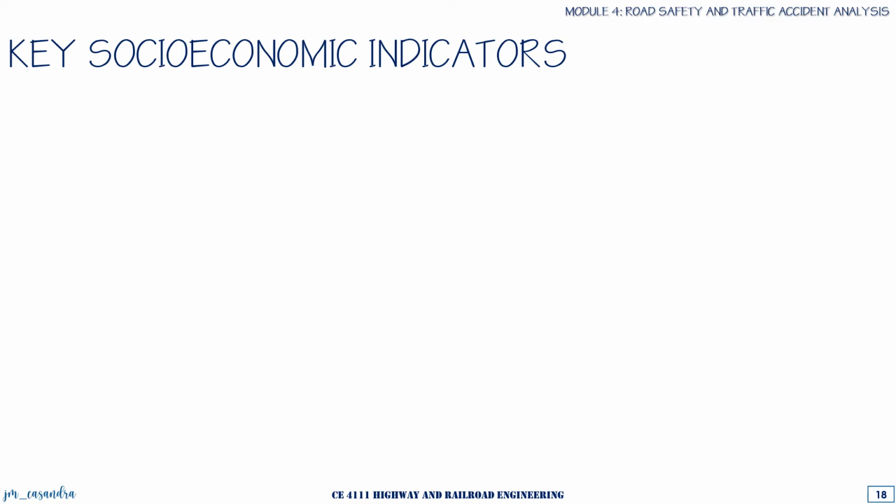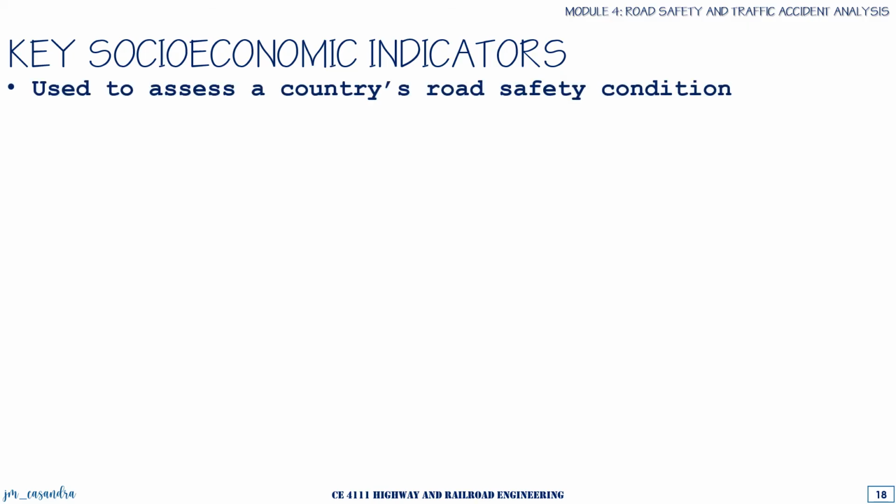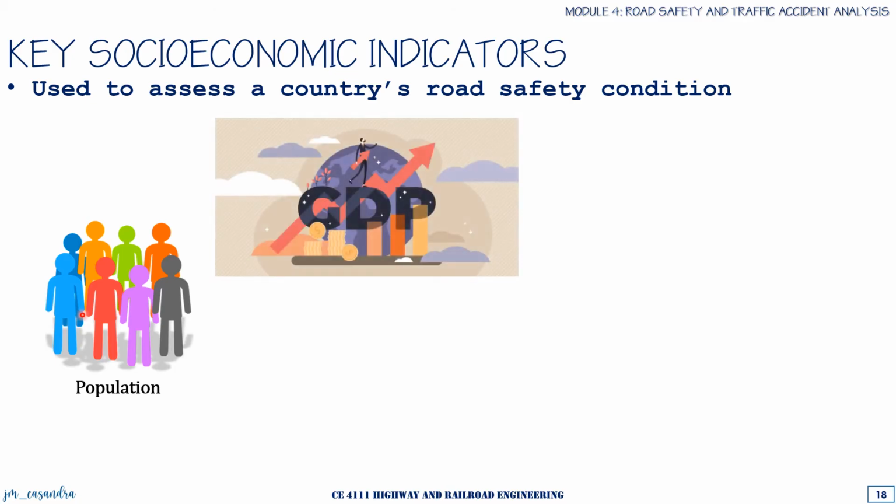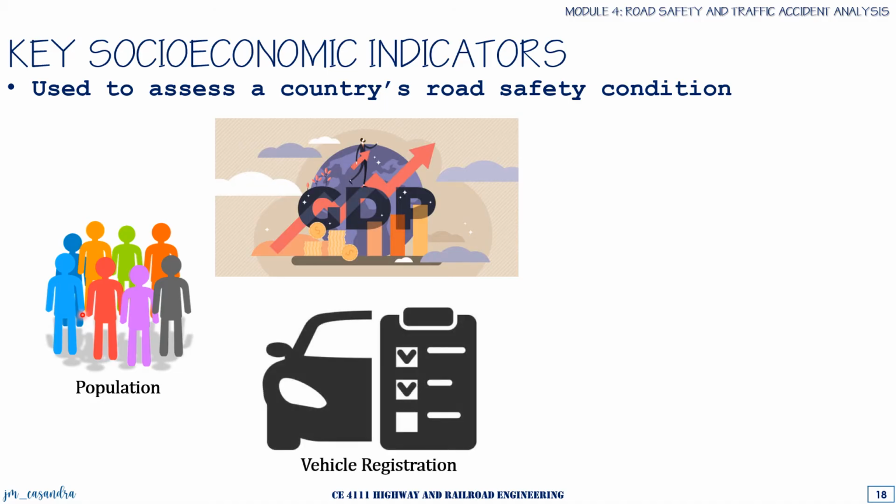So in assessing our road safety, we need to understand the key socioeconomic indicators that would be a factor in our road safety or frequency of accidents. So this is used to assess now our road safety conditions, and the socioeconomic indicators would include now the population of the country, or if we are looking at a smaller region, the population of the region. Then we have the gross domestic product of the country. So kung smaller region yan, yung economic value no city or no region. And then we have the vehicle registration or the number of vehicles registered in the country or in the region under study.